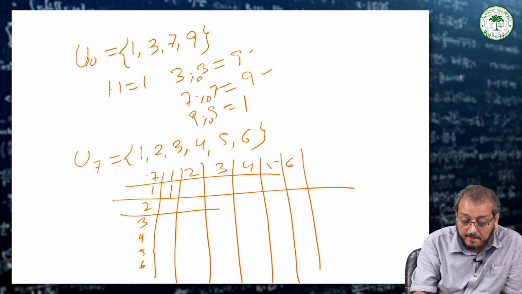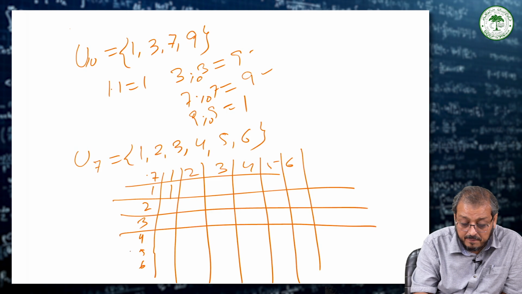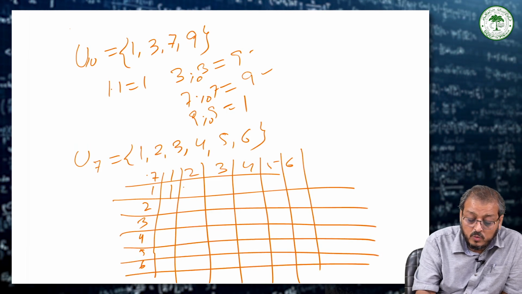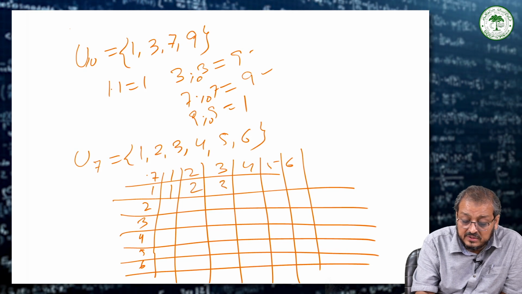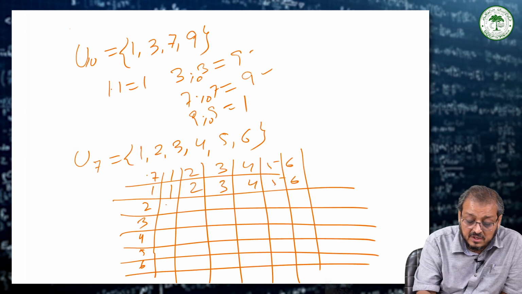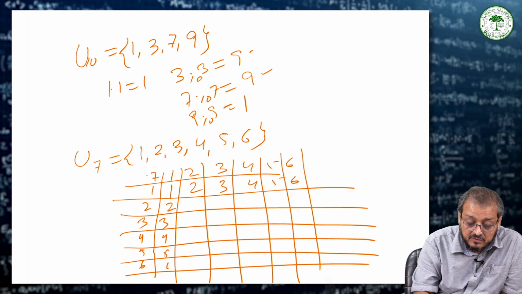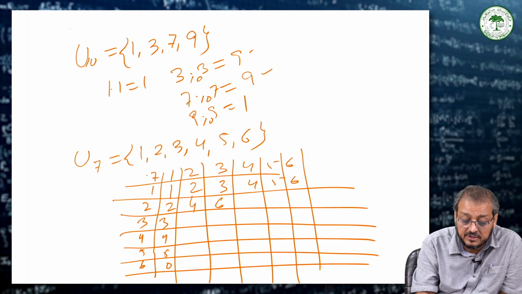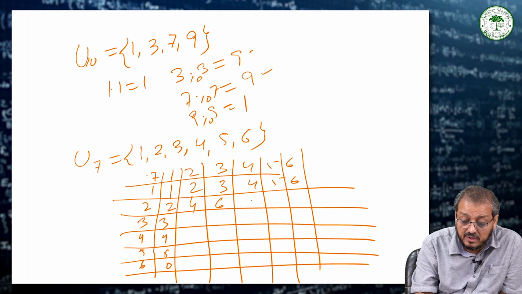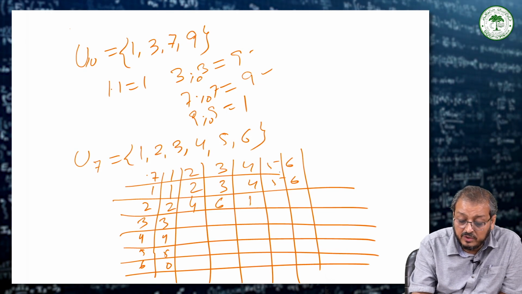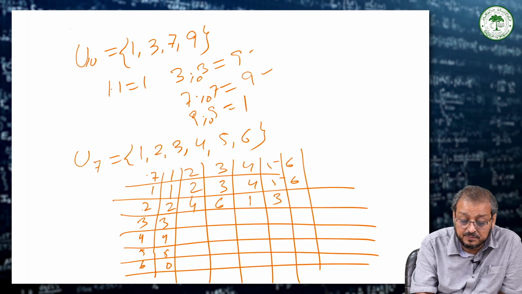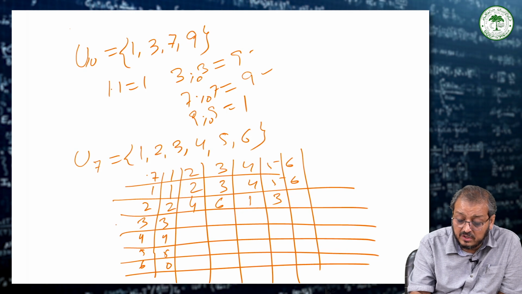So 1 into 1 is 1, 1 into 2 is 2, then 3, 4, 5, 6. For the row of 2: 2 into 2 is equal to 4, 2 into 3 is equal to 6, 2 into 4 is equal to 8 which is 1, 2 into 5 is equal to 10 which is 3, and 2 into 6 is equal to 12 which is 5.